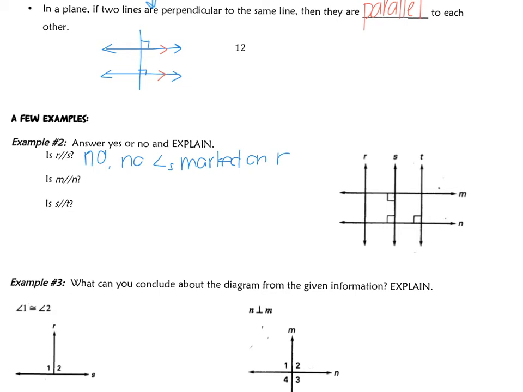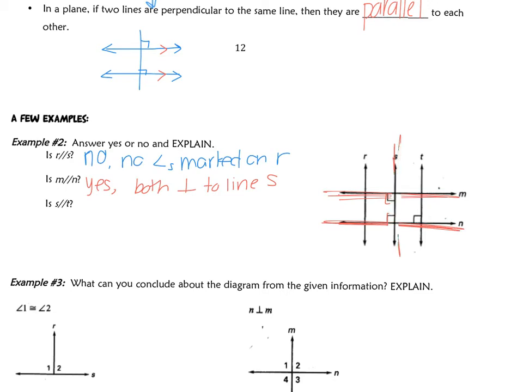Looking at M and N, just looking at these two lines, based off my theorem, you can see that they're both perpendicular to S. So that means then, yes, they are parallel because they're perpendicular to the same line. So yes, because both of these right angles are perpendicular to line S. And when I think about that, I'm kind of ignoring line R.